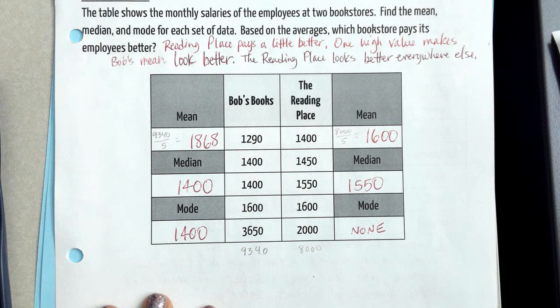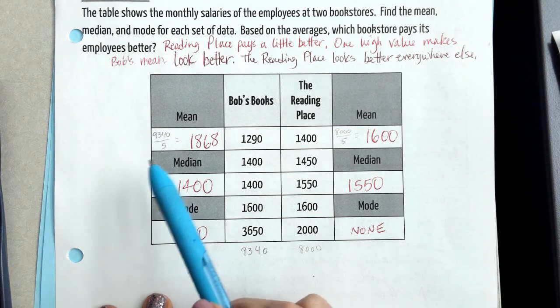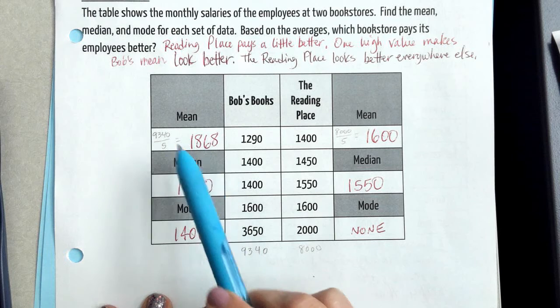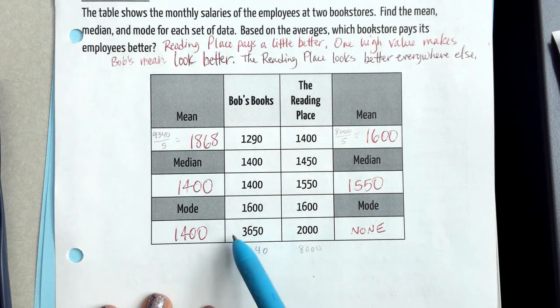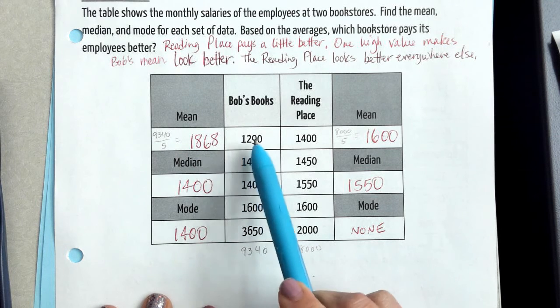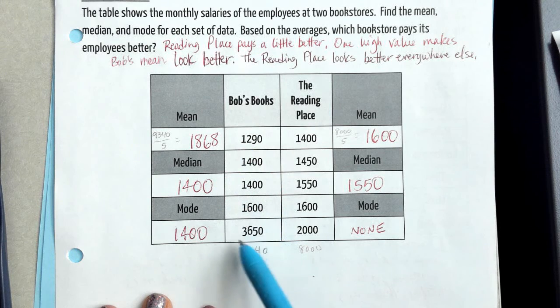Okay? And the mean, since there's extreme values, that one looks better because we have our high value here. I guess it's not even really this one is the extreme. This one's the extreme here. Okay?